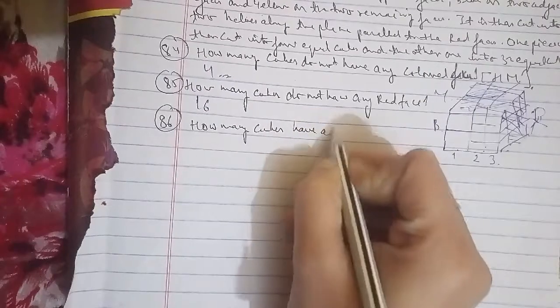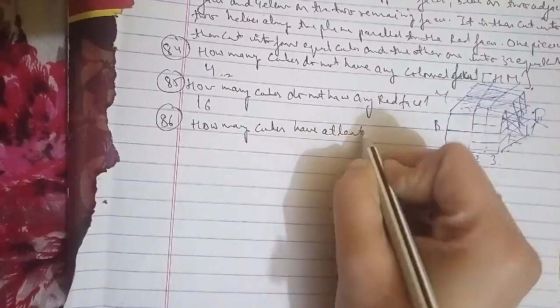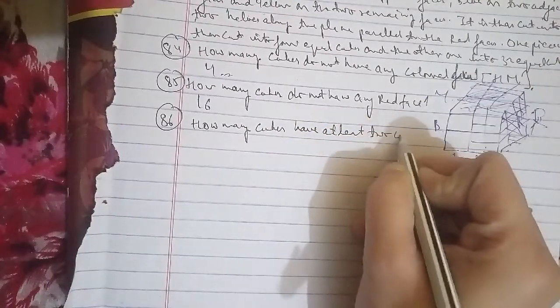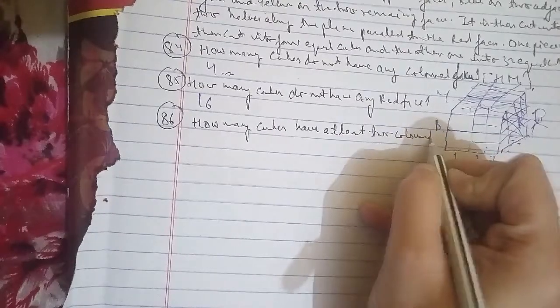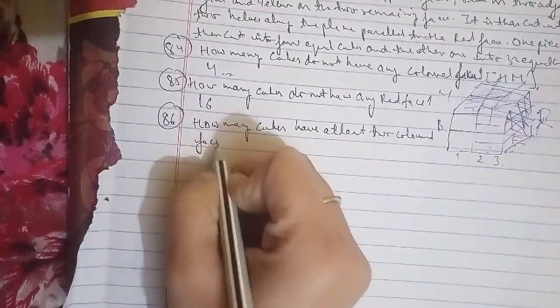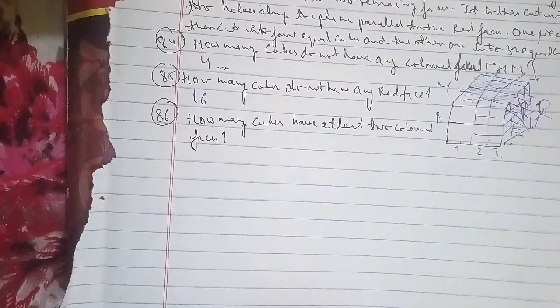All the 4 cubes in layer 1 have 3 colored faces. 4 cubes in the corner of layer 2 have 2 colored faces, and except for the 4 central cubes, all the remaining 12 cubes in layer 3 have 2 or 3 faces colored. Thus there are 4 plus 4 plus 12, which is 20 cubes having at least 2 colored faces.